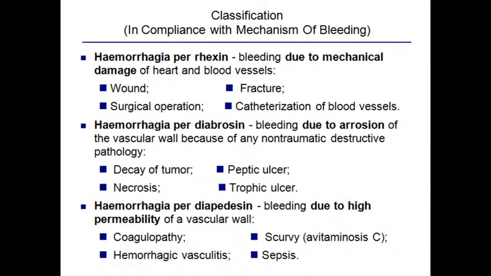Hemorrhagic vasculitis, inflammation of blood vessels. Inflammation of blood vessels cause increased permeability of blood vessels in that place, in inflammatory place, and migration of blood cells and components of plasma into interstitial space. Elementary diseases, for example, scurvy, vitaminosis C, or general systemic inflammatory disease, such as sepsis.